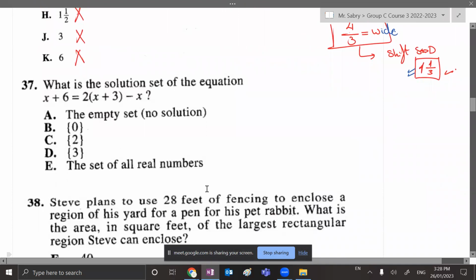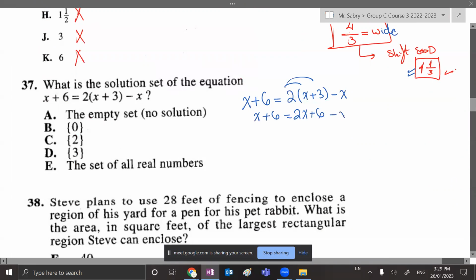Let's check 37. What is the solution set of the equation below? Now, when you start solving any equation that has x's and doesn't have x squared, I should put the x's on one side and the numbers on the other side. First, I'll distribute the 2 on the bracket, so I'll have x plus 6 equals 2x plus 6.